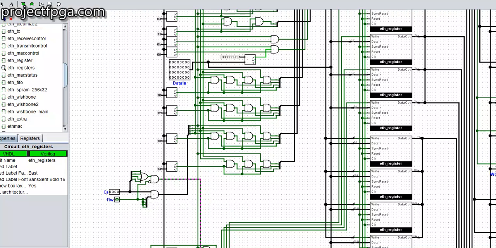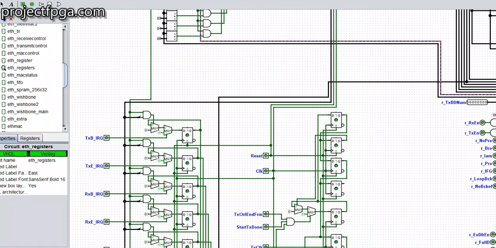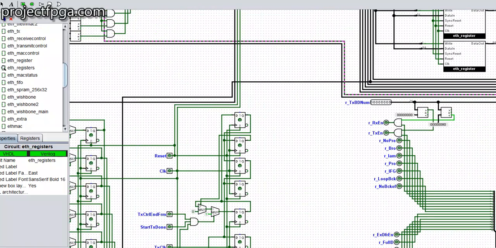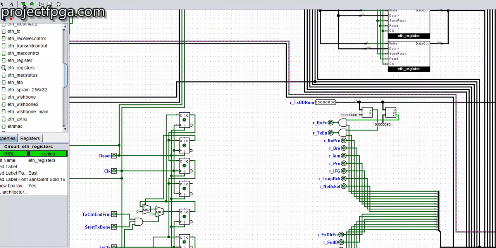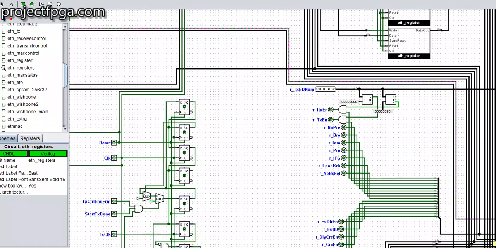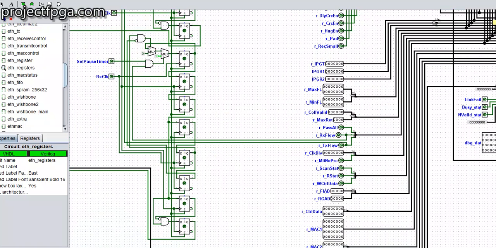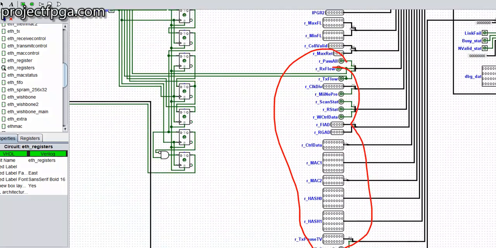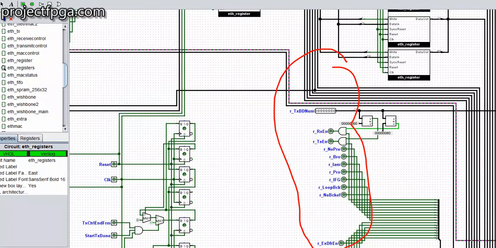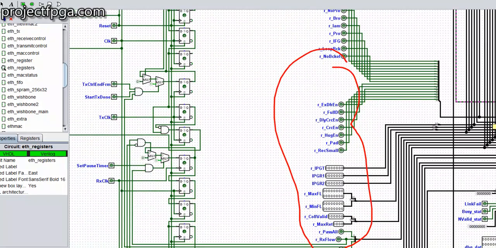So our MAC address is stored in the register, and a huge lot of other signals which we use during the course of this tutorial. You can see some of them, IPGT. So all these signals are stored within the register. All of them come from the register, and more which we didn't literally bring out as a separate output here.